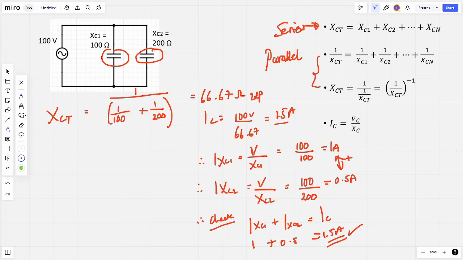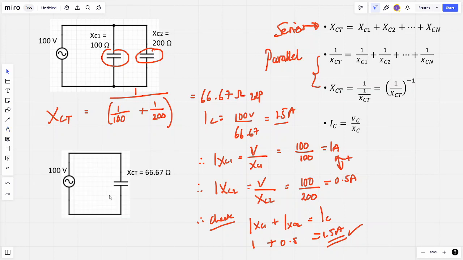But how does the final capacitor circuit look? So that's the final capacitor circuit. We've got a power source of 100 volts, one capacitor with the final reactance, and a current flowing through, which is 1.5 amps.